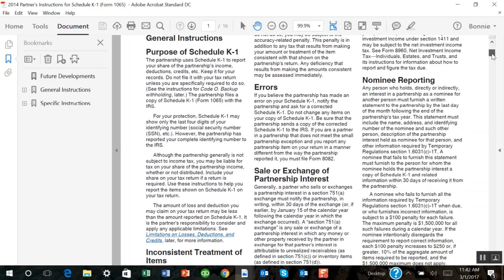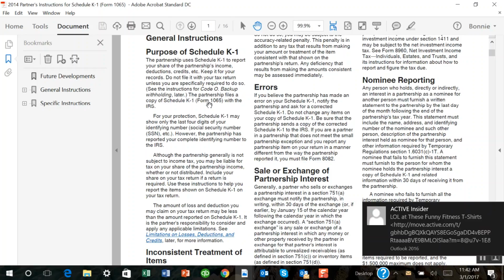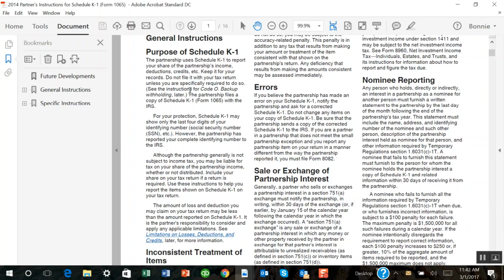They also give you general instructions, like what is the purpose of the K-1? The partnership uses Schedule K-1 to report your share of the partnership's income, deductions, credits, etc. Keep it for your records. Do not file it with your tax return. What the IRS is doing right now is speaking to the partner, telling the partner what the purpose of the K-1 is that the partner received from the partnership. Because the partner may go, what is this thing, and how do I deal with it on my tax return? So that's what is generally being said here.